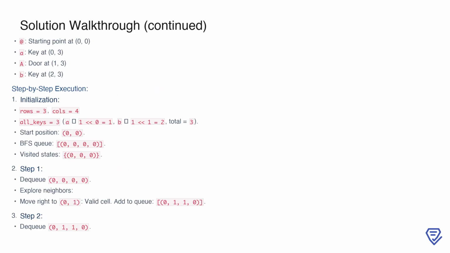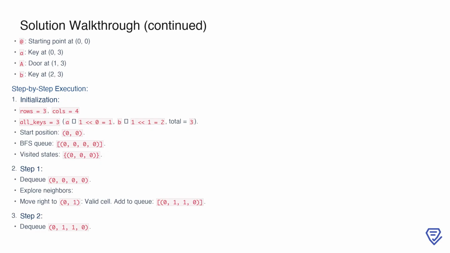In this next example, the grid is larger and includes multiple keys and doors. The starting point is at 0, 0, with key A at 0, 3, door A at 1, 3, and key B at 2, 3. We calculate all_keys as 3 because there are 2 keys, A represented as 1 << 0 equals 1, and B as 1 << 1 equals 2, making the total bitmask 3. The BFS queue starts at 0, 0, 0, 0, and visited states initially include 0, 0, 0.